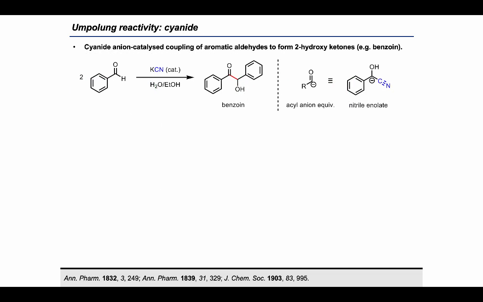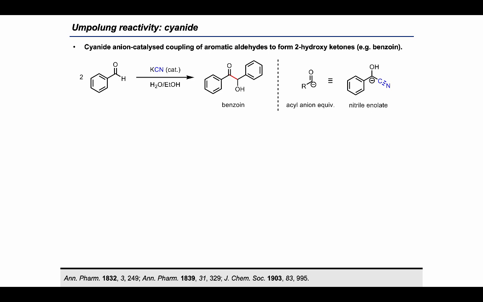An early example of Umpolung chemistry of carbonyl compounds is the benzoin condensation, which was first reported in the 1830s. The classical reaction is the coupling of two units of benzaldehyde to form benzoin, in which the carbonyl and hydroxyl groups have a 1,2 relationship. The benzoin condensation is catalyzed by the cyanide anion and involves formation of a nitrile enolate intermediate that can be thought of as our acyl anion equivalent.